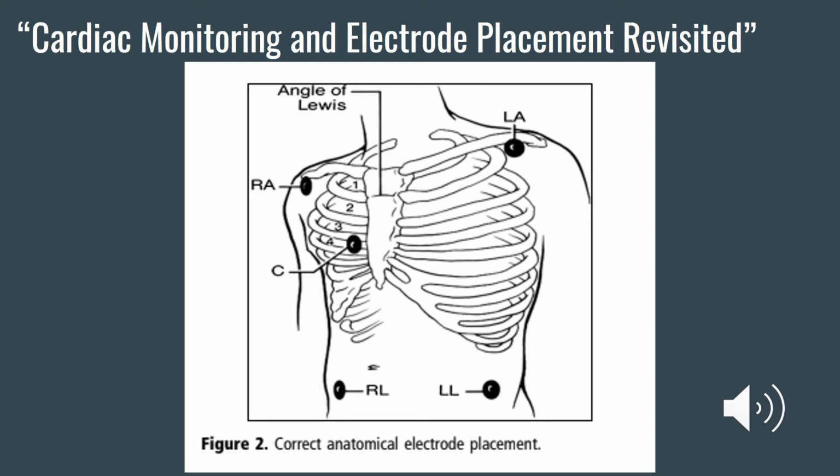This figure shows the correct placement for 5-lead telemetry. The RA and LA leads are placed just below the clavicle. In this figure, the C lead, representing what would normally be the brown lead on a 5-lead telemetry, is placed in the fourth intercostal space and can be placed on either the right or left side of the sternum. The RL and LL leads are placed on their appropriate sides below the rib cage.